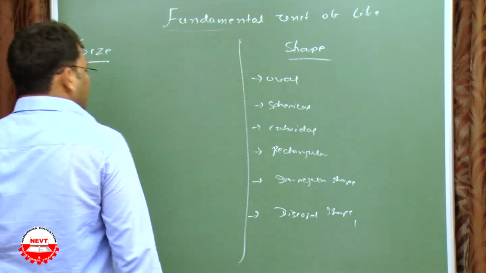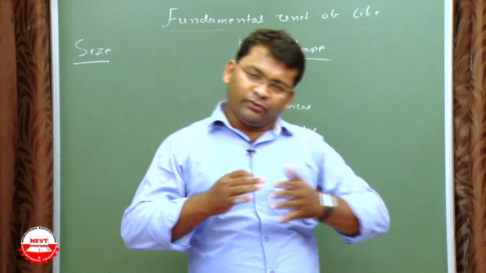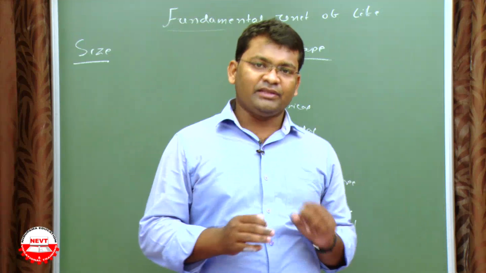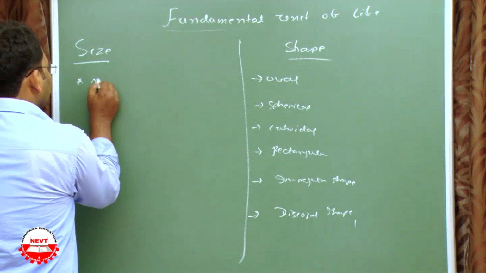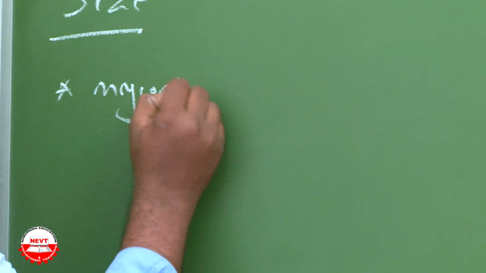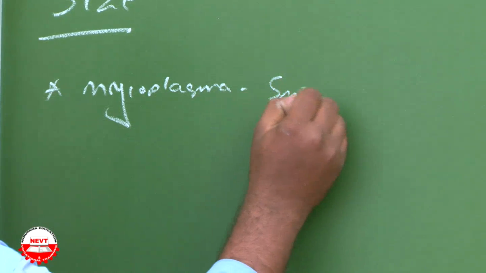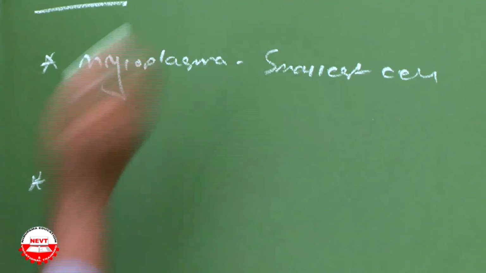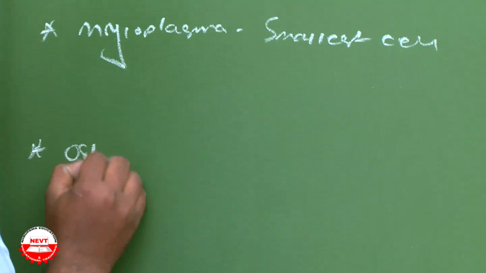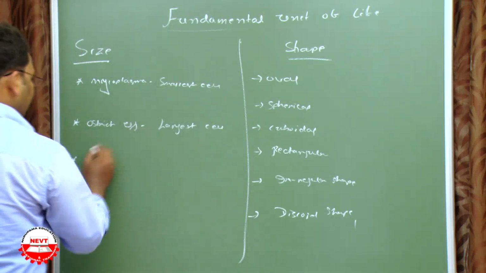But basically if you go to size, some cells are very long, some very small. Lengthwise we can measure the cell in size. The smallest cell is mycoplasma. Mycoplasma is one type of bacteria and is the smallest cell. The largest cell is the ostrich egg. And the longest cell is the neuron.